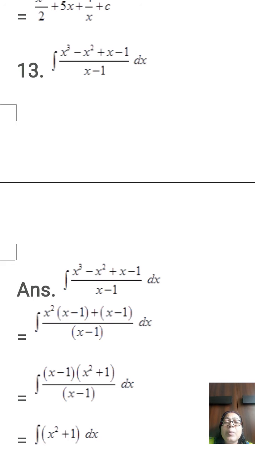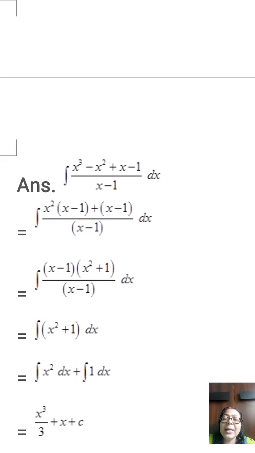Simplify means numerator, what is there, we have to take out common x square, in bracket x minus 1 plus x minus 1 again, that's 1 common. So x minus 1 common and in bracket another x square plus 1. Here x minus 1 and x minus 1 cancel. Now the simplified form is x square plus 1 into dx.